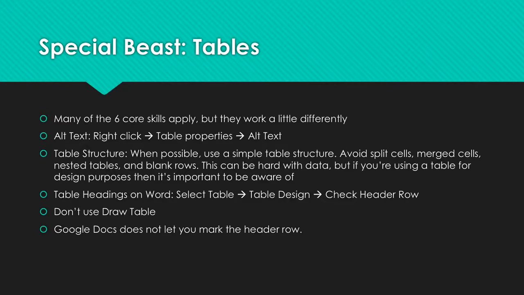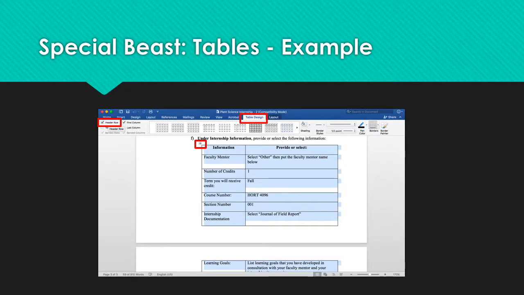Don't use draw table. I don't know why, but Accessible U told me not to use draw table. And Google Docs does not let you mark a header row. Okay. And now, just so you can see kind of where the header row check mark is if you ever need to check.